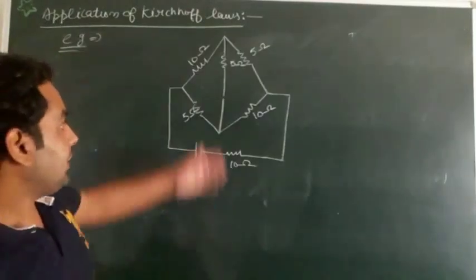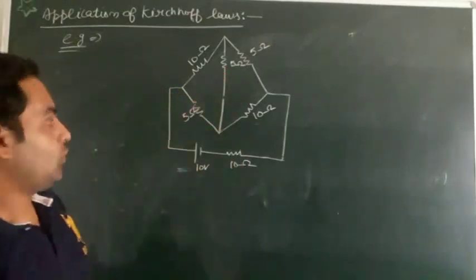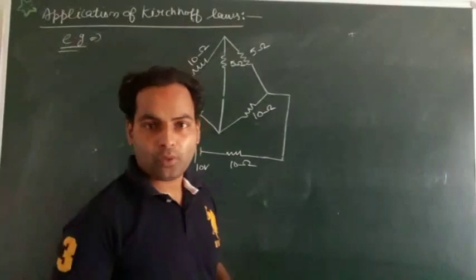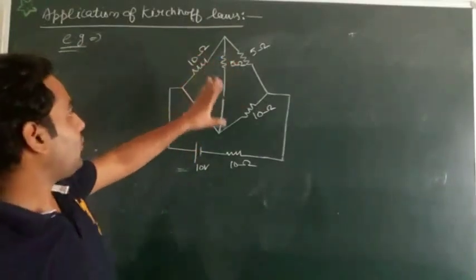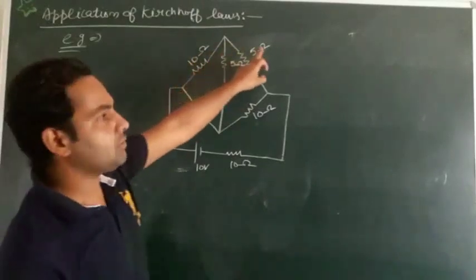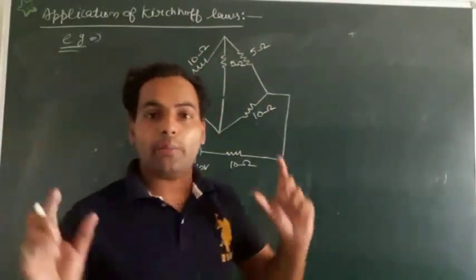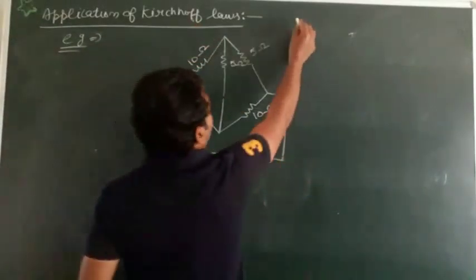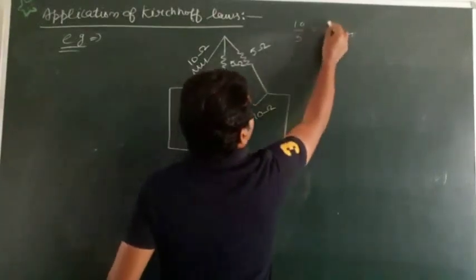Now we will see an example of Kirchhoff's law, how Kirchhoff's law is used to find the value of I1, I2, I3 or current in the circuit. If that type of question comes in your paper, first you have to check the ratio, that is P, that is Q, that is R, that is S. The ratio P by Q equal to R by S means no current is flowing through that arm.